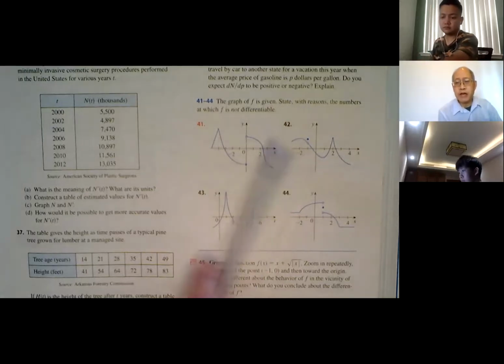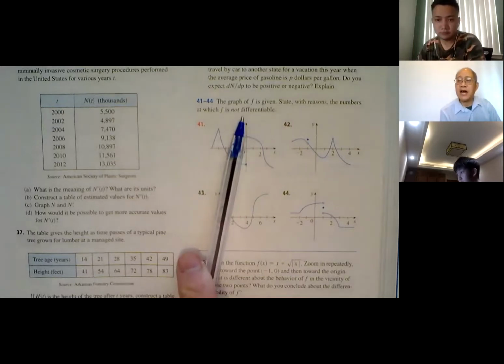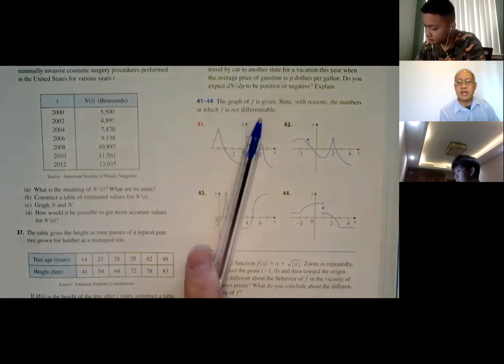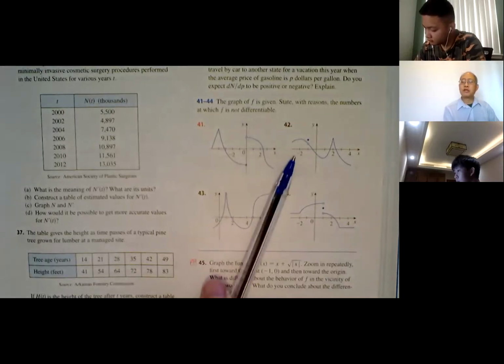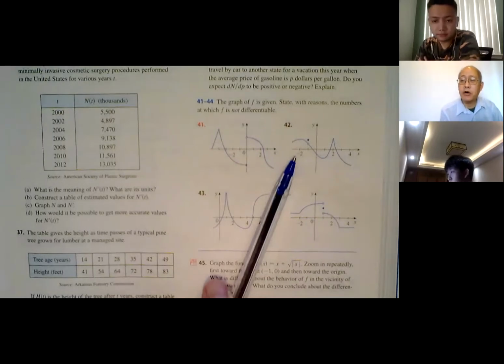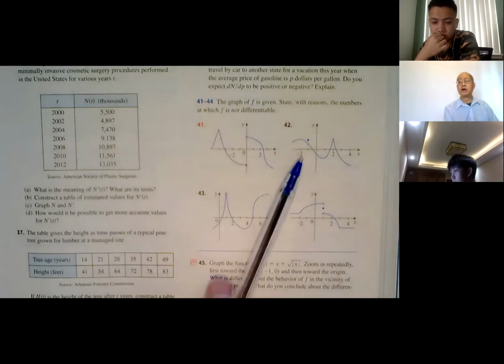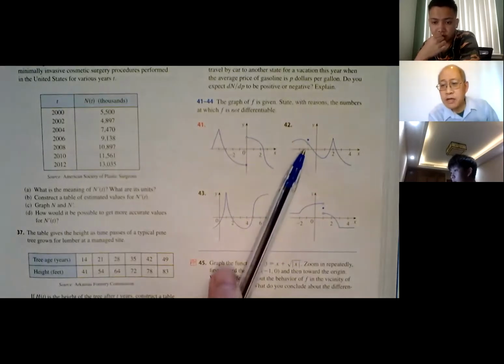By the way, let's abbreviate. Differentiable, you can put diff, D-I-F-F, so you don't have to write D-I-F-F-E-R-E-N-T-I-A-B-L-E. Continuity, let's just put cont, for continuous or continuity. So x equals negative 1, not continuous.